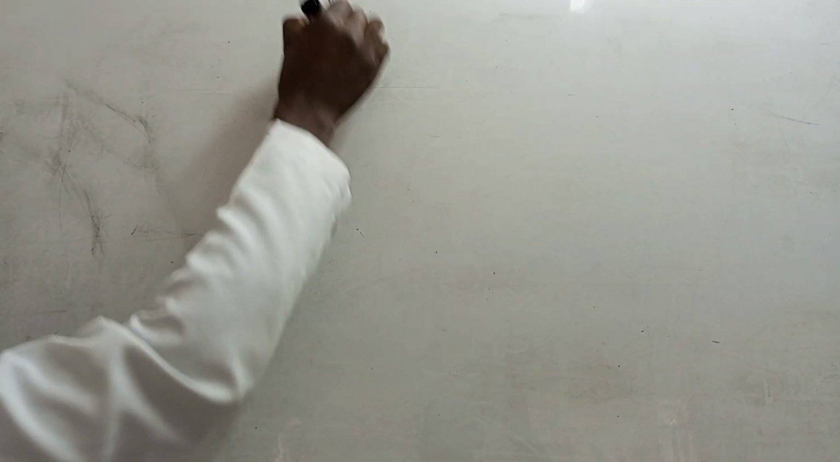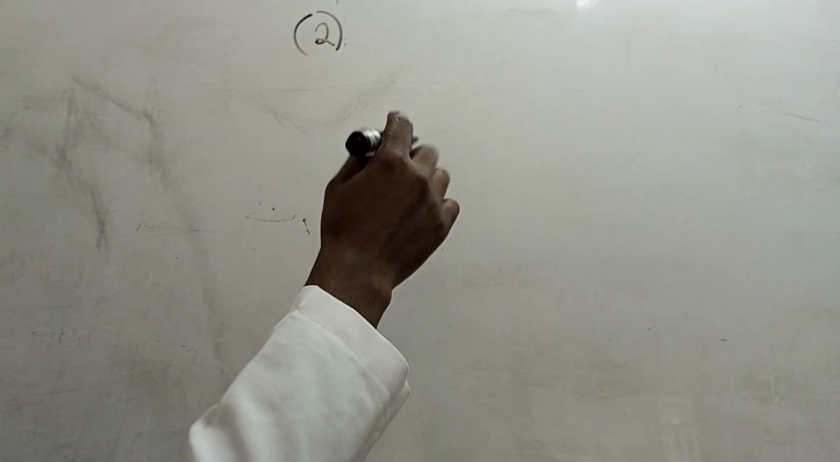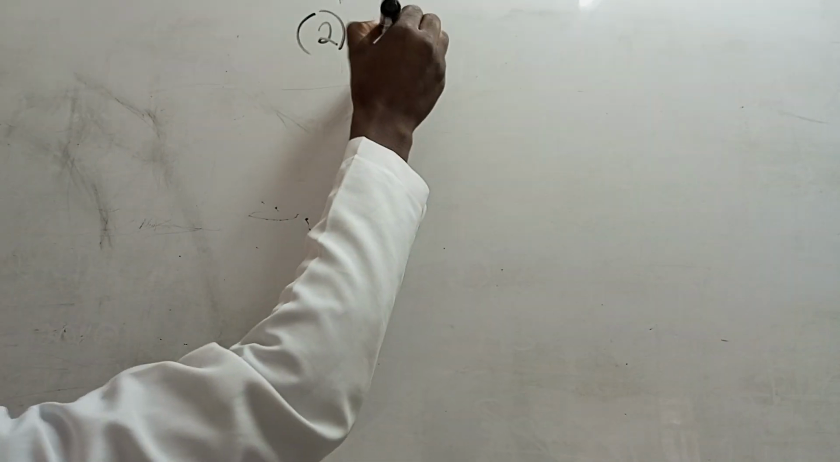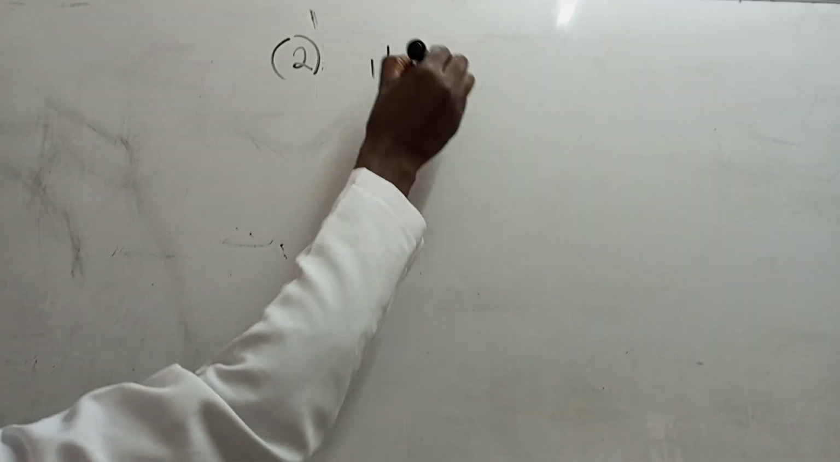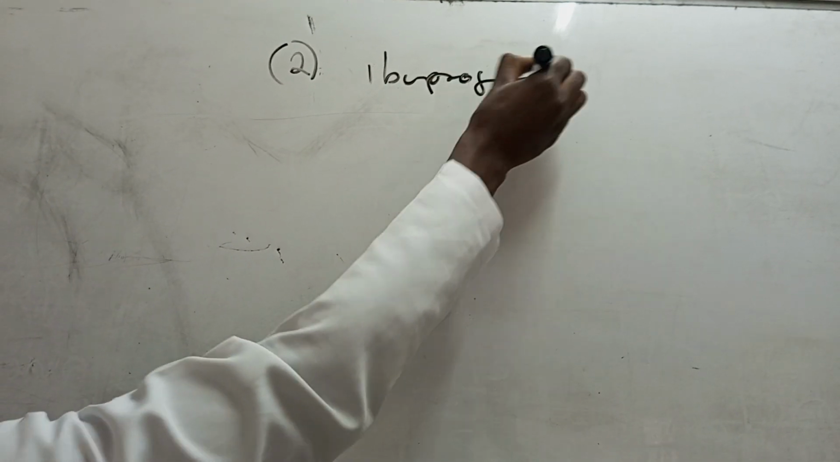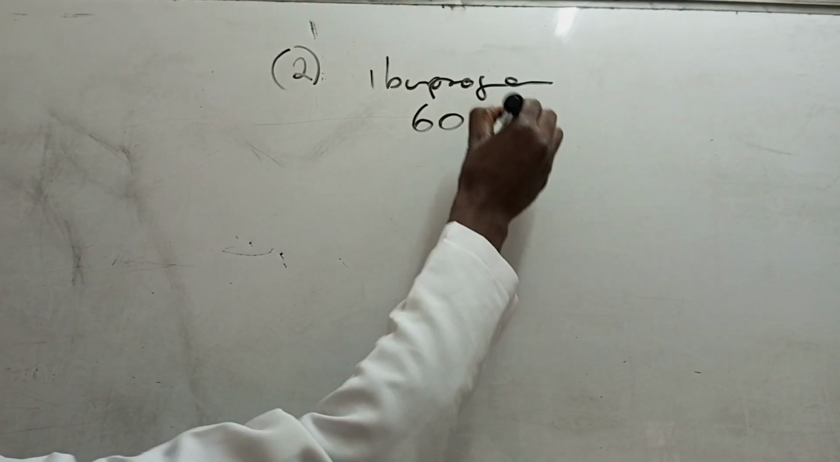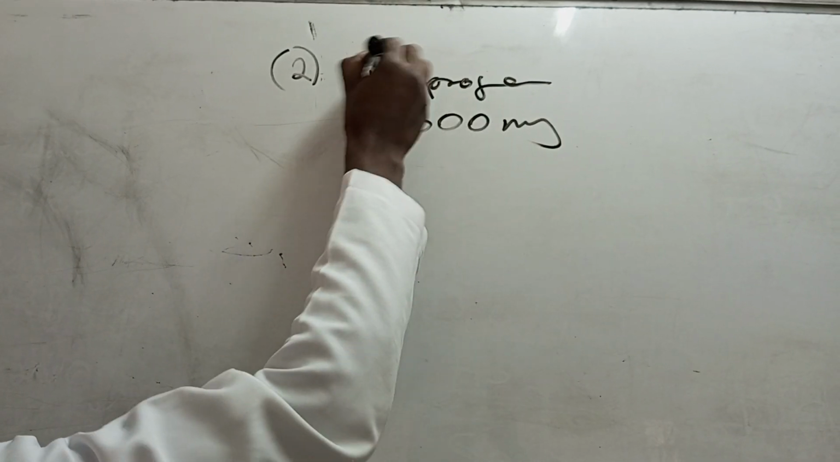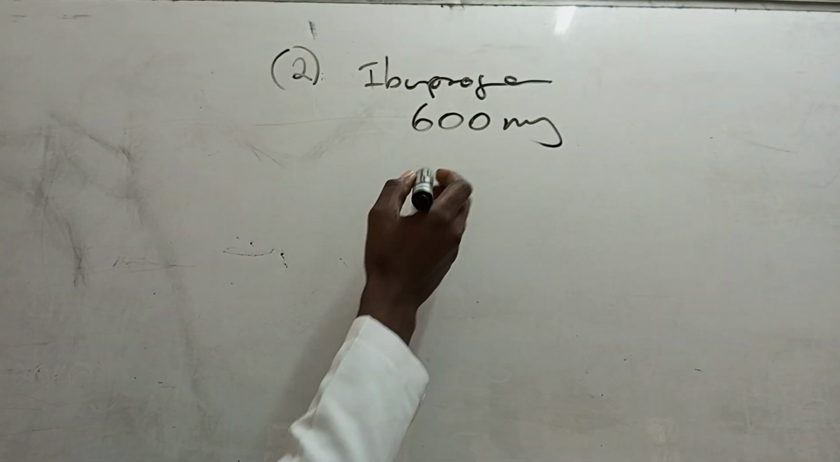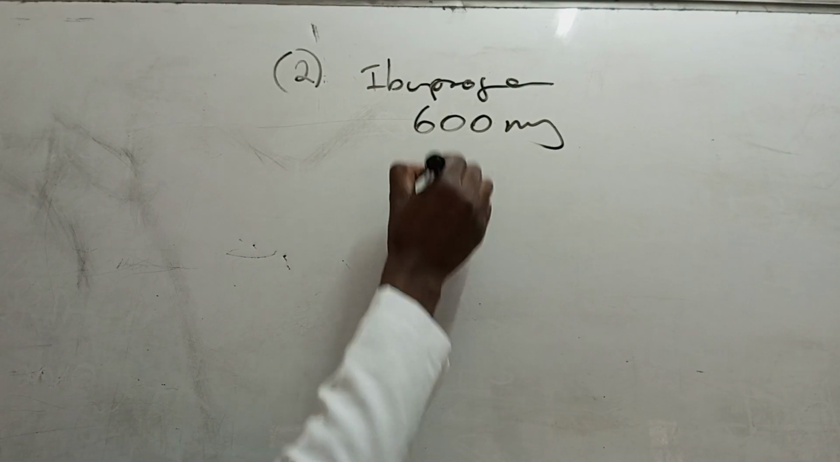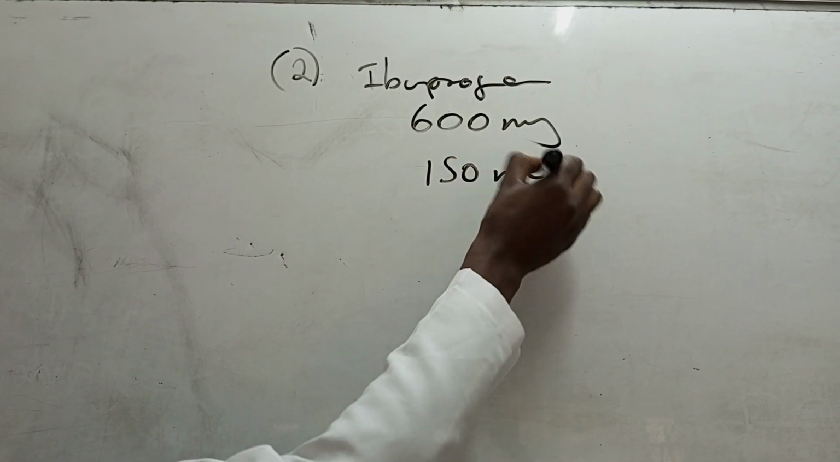Welcome back. Let's look at the second example of dosage calculation or finding the number of tablets. In our example number 2, let's imagine the physician orders ibuprofen 600 milligrams, and in this case, what you have in the ward is, for example, 150 milligrams.